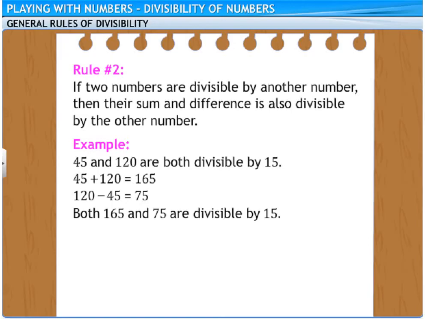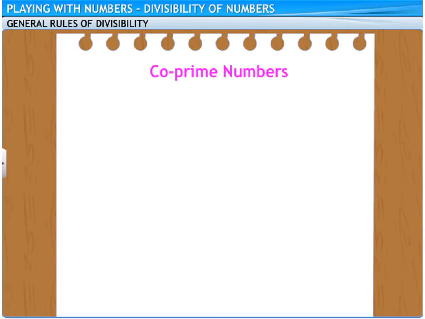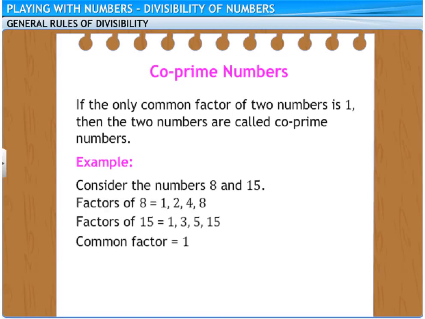Before we move on to the next rule, we need to understand the concept of co-prime numbers. By definition, if the only common factor of two numbers is 1, the two numbers are called co-prime numbers. Consider the numbers 8 and 15. When you factorize the numbers, you find that the only common factor of 8 and 15 is 1. Thus, by definition, 8 and 15 are co-prime numbers.